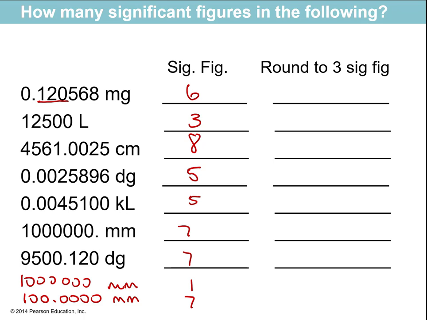The next number is a 5, so what's that going to do? It's going to round my 0 up. So that's going to be 0.121. I don't drop the decimal place. I don't drop the 0 out front. They're not significant, but they show you the size of the number.